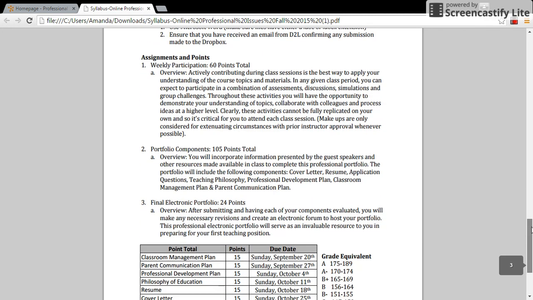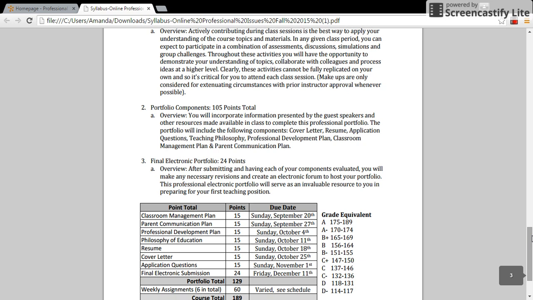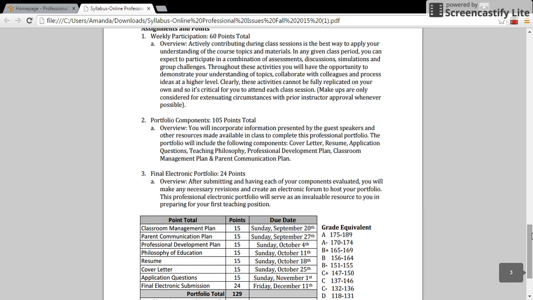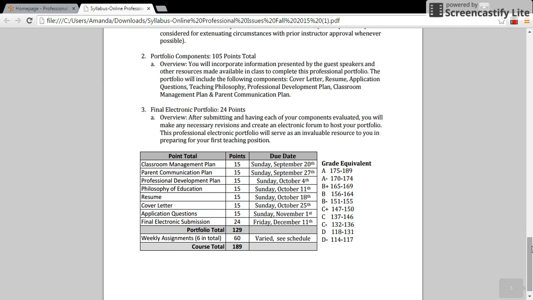The course is detailed on this final page of the syllabus, in our assignments and points. Throughout the semester, you'll have weekly assignments. I'm sorry, I've got to scroll up here a little bit. There are two major components: one is the portfolio, and the other is weekly assignments. Some of these weekly assignments, like you all have mentioned about interviewing, will fall at different times throughout the semester. All in total, it'll be about 60 points. The major project is a portfolio. It's an online portfolio, and all told, that's 129 points of your overall grade.